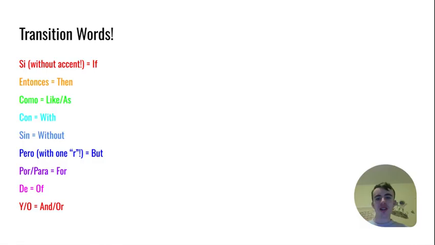So now we have 3 more words. Por or para can both mean for. I'll explain which is which in a couple of videos. But for now, just concentrate on memorizing these words. De means of, and is a very common word in Spanish. I believe it is the second most common word in the language. And y means and, o is or. Those are both very easy to remember as they are both only single letters.